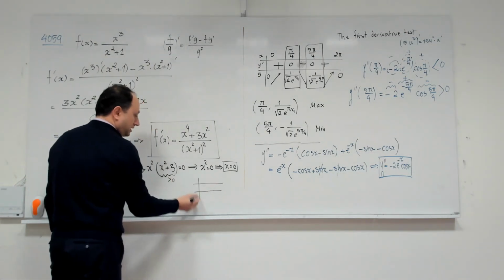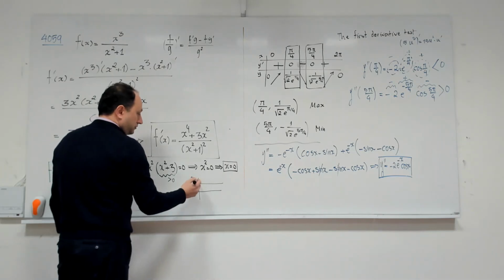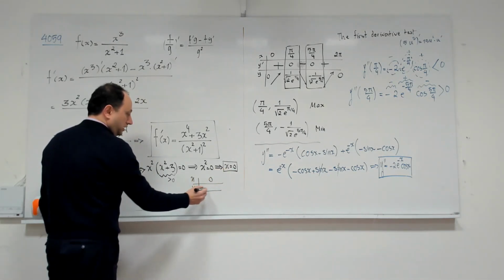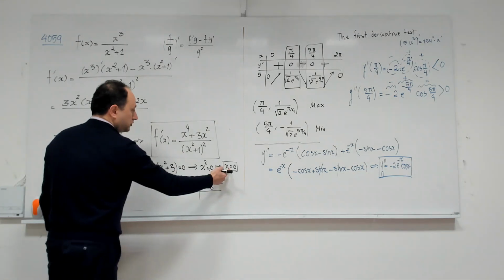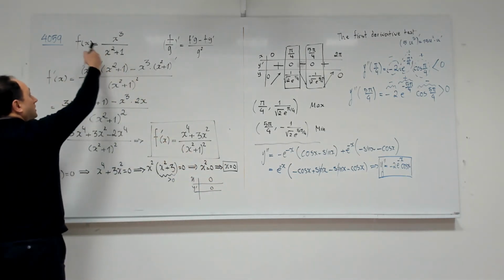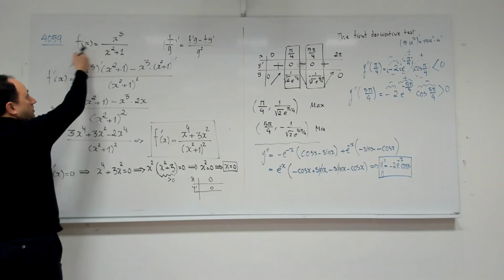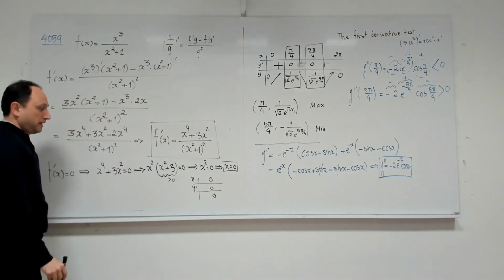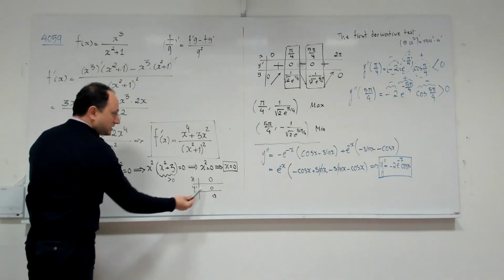So I will say that this is x. I have the candidate here. I know the derivative is 0 here. If you want to, you can put the 0 in the function. Coincidentally, the function also becomes 0 there. Everything is 0 here. But then, what is the sign of the derivative?